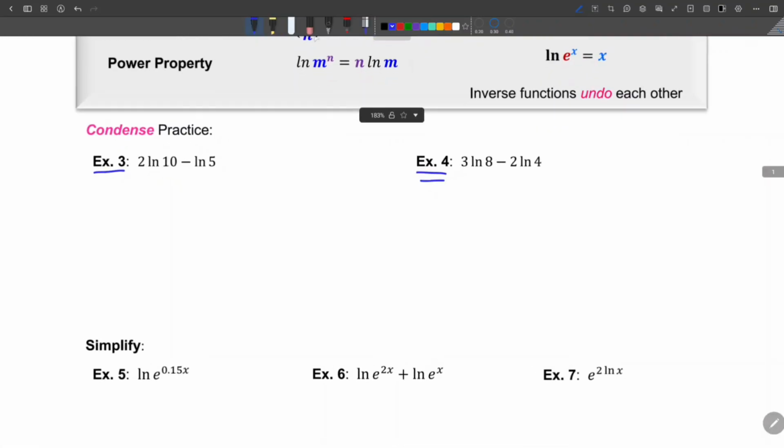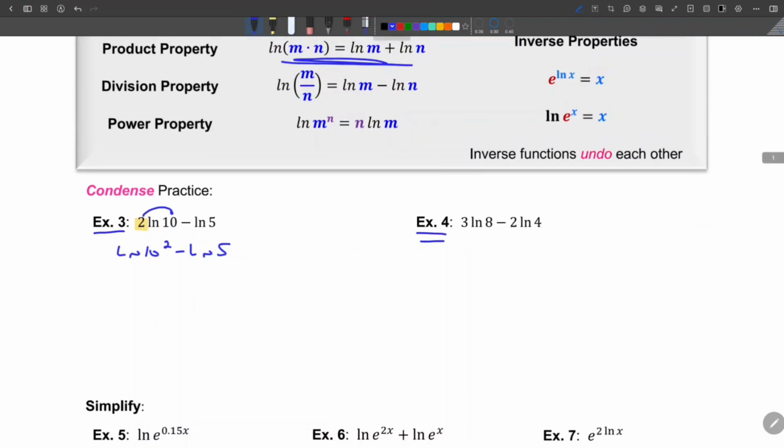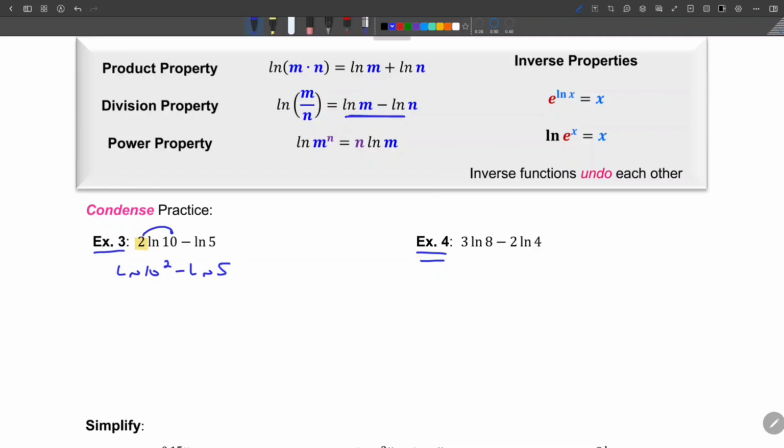So if we're going to condense, remember when we're condensing, we can't have a coefficient other than 1 or negative 1. So the first thing we need to do is turn that 2, using the power property, into an exponent on that 10. So this becomes the natural log of 10 squared minus the natural log of 5. That's not too bad. Now we're going to use the product property at the top of our little chart here. And that's a lie. We're going to use the division property. We're going to go from subtraction to division.